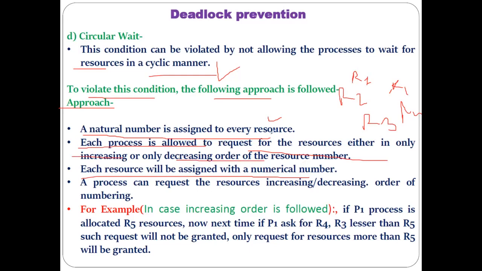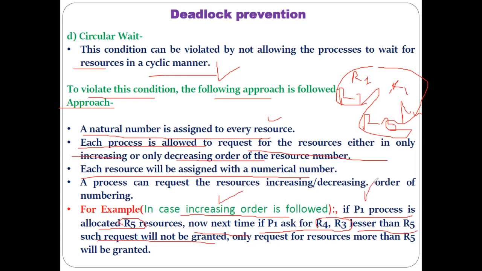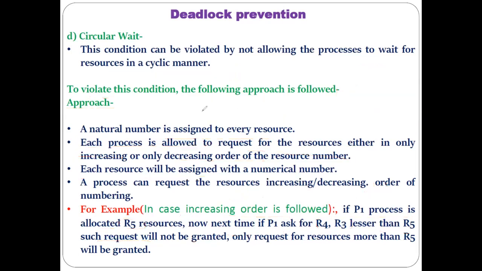So first thing is what? The resources will be numbered according to natural numbers. Some numerical number will be assigned to the resources. And the second thing is what? The processes will be allowed to request the resource only in a certain order, in the sense in the increasing order or in the decreasing order. For example, we consider here that the increasing order is followed. If P1 is allocated the resource R5, now next time if P1 asks for R3 or R4, which are less than R5, then such a request will not be granted, because which order is followed? Increasing order. So for P1, R6 can be allowed, R7 can be allowed, which are in the increasing order from R5, but R4, R3 will not be allowed if the increasing order is followed. So if this approach is followed, then definitely the circular waiting can be avoided.